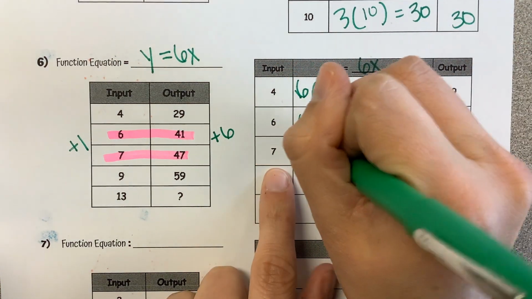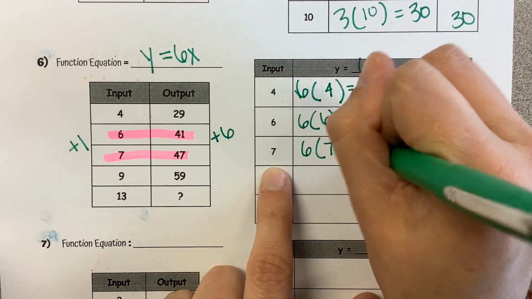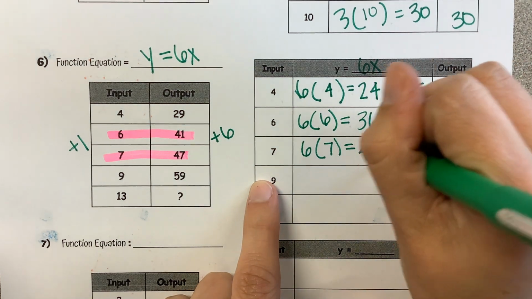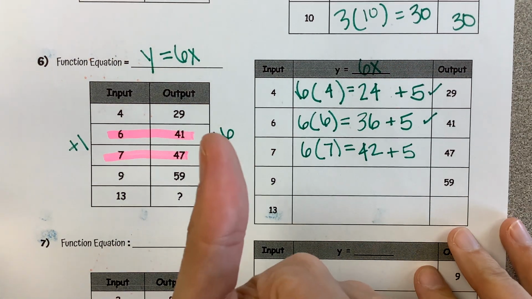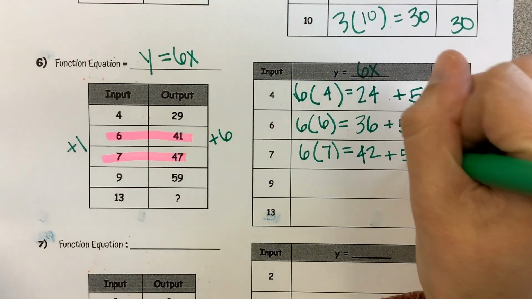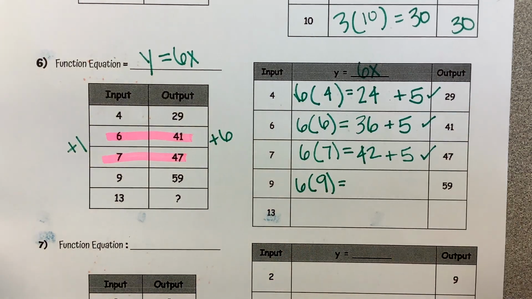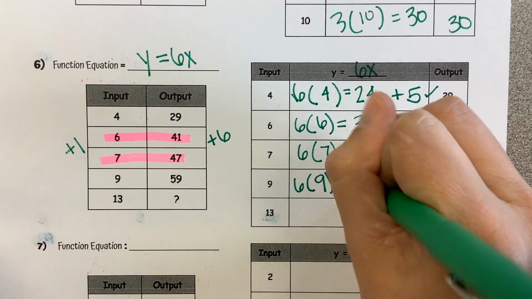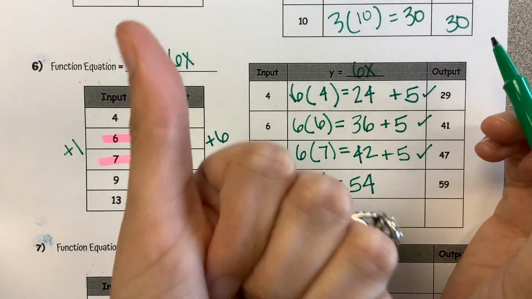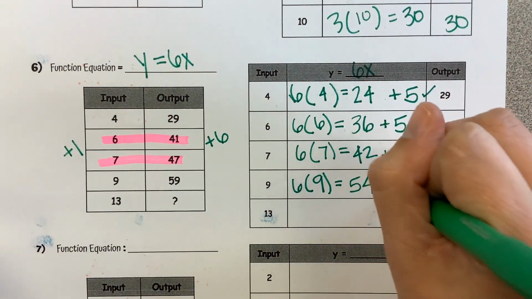6 times the input of 7. When I multiply that, I get 42. That does not match 47, but let's see. If I add 5, will it work? 43, 44, 45, 46, 47. And one more for good measure. 6 times 9. When I multiply that, I get 54. That doesn't give me 59, but how far away is that? 55, 56, 57, 58, 59. It was 5 away, so it matches.